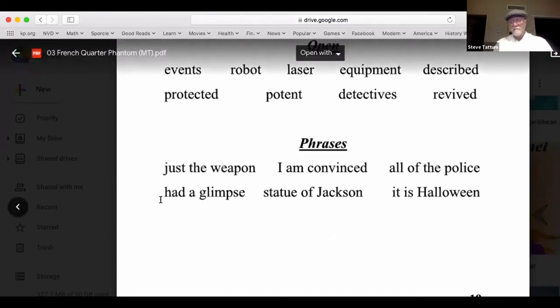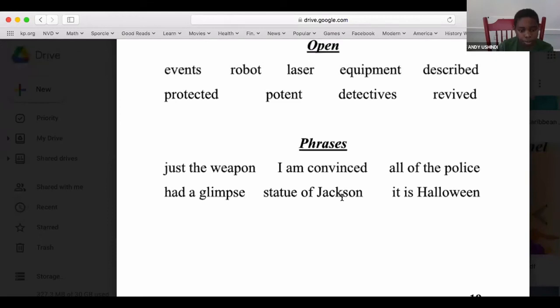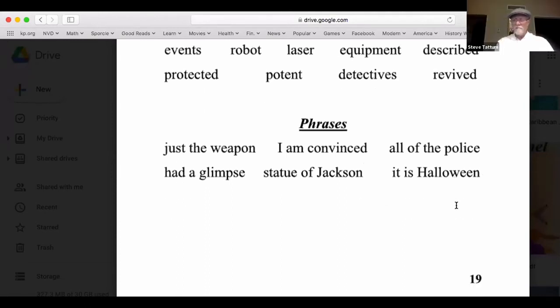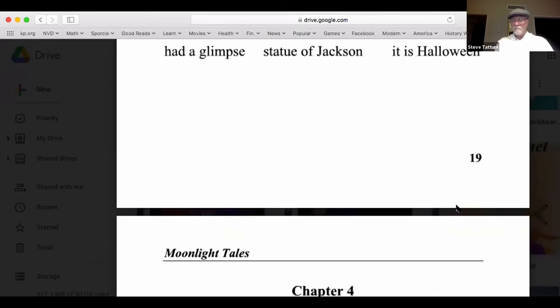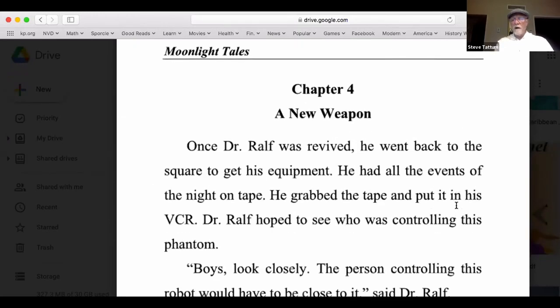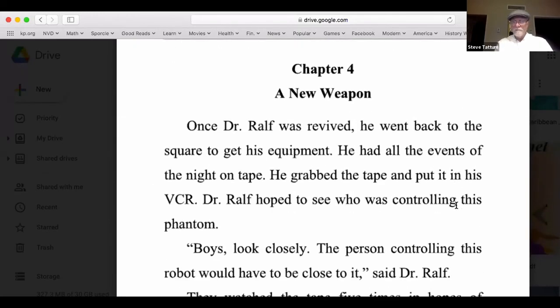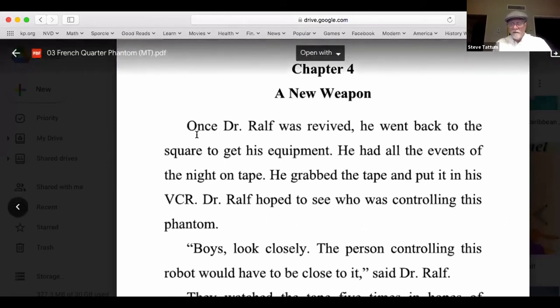Had a glimpse. Statue of Jackson. It is Halloween. All right. A new weapon. Okay. All right. I'm going to give you control. I think you have control. Do you? Can you click it?